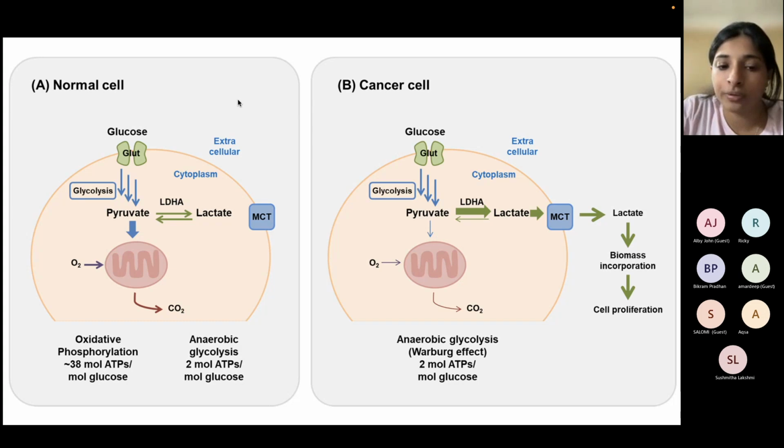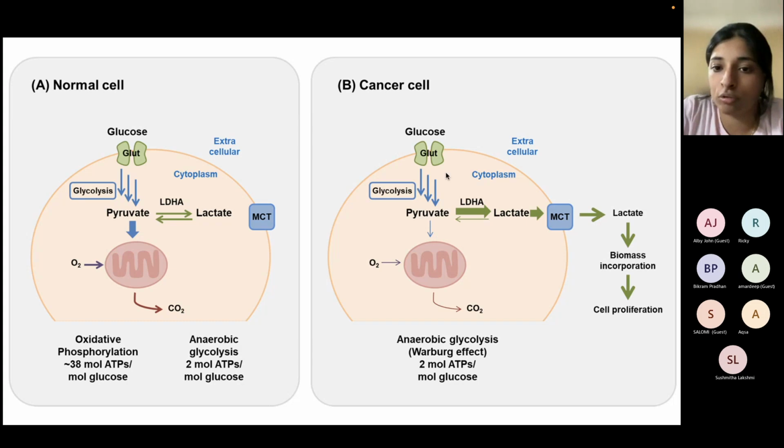So normally the cell does not prefer this, because you can see here 38 molecules of ATP is produced and here only 2 molecules of ATP is produced. So there is a very large energy gap and it's not efficient at all. However, a cancer cell only requires energy quickly and also requires carbon source for biomass incorporation. So to facilitate this, there is a Warburg effect that occurs in cancer cells, which has anaerobic glycolysis.